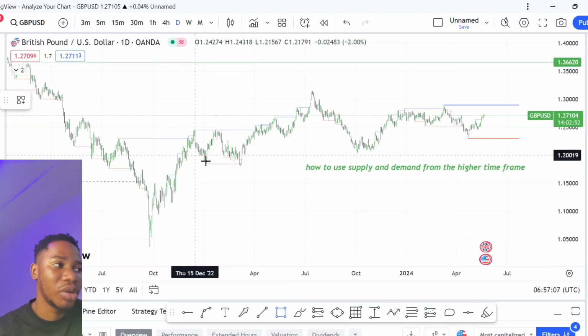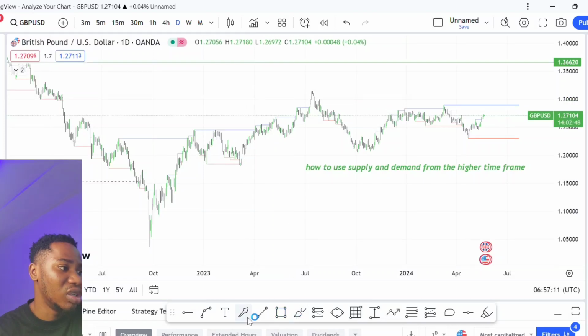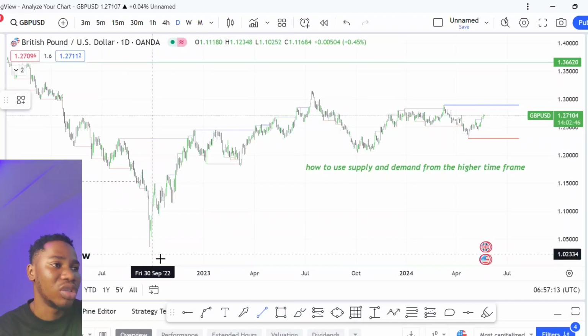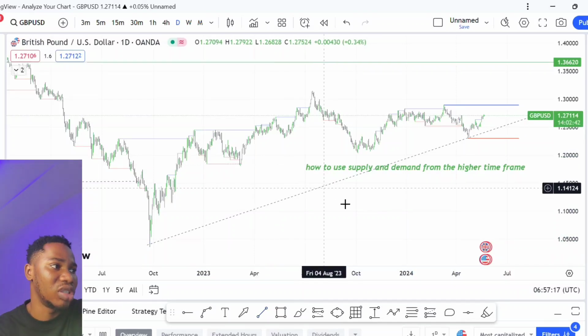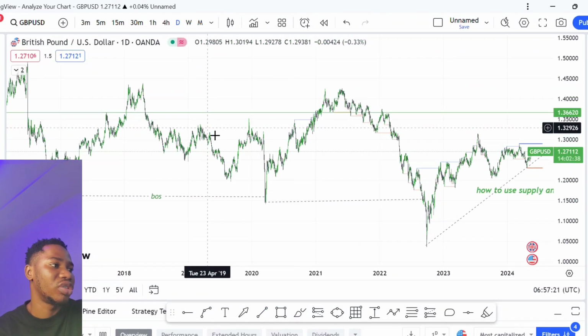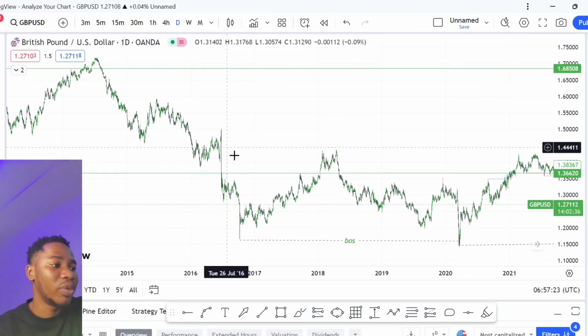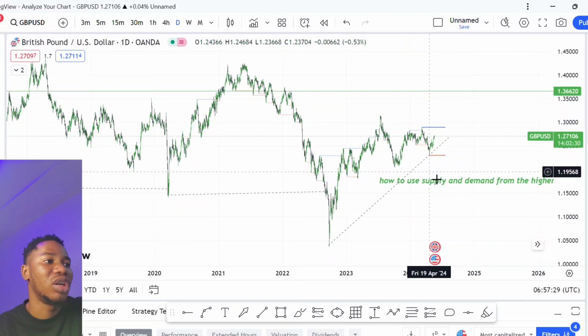Now you can see the minor bullish trend here. Let me use my trend line first of all, so we can be on the same page. Yeah, this is a minor bullish trend. Obviously you can see the overall trend is bearish. With the help of looking at this BOS, you understand that it's a bearish trend here. So now this is a minor trend in the daily time frame.